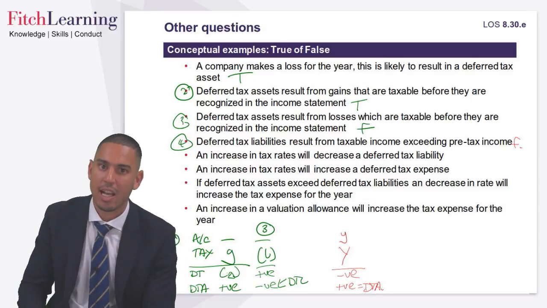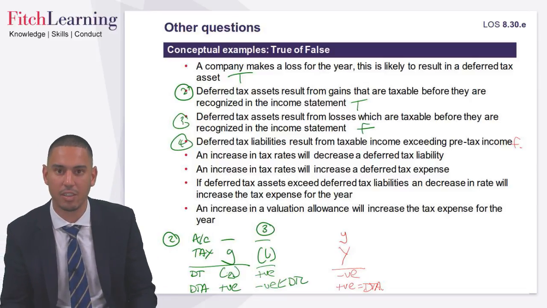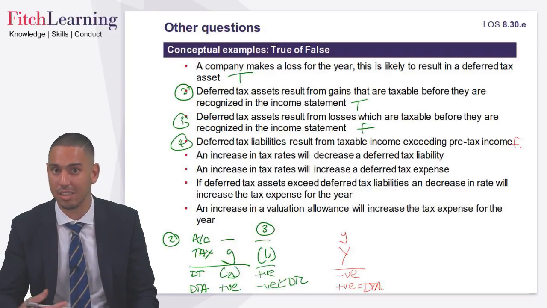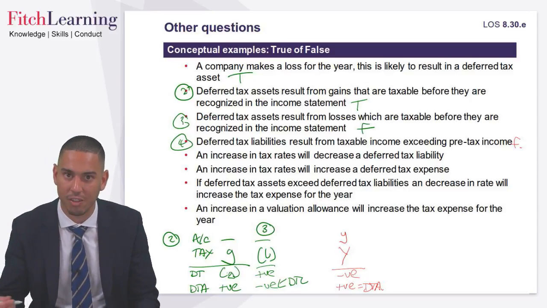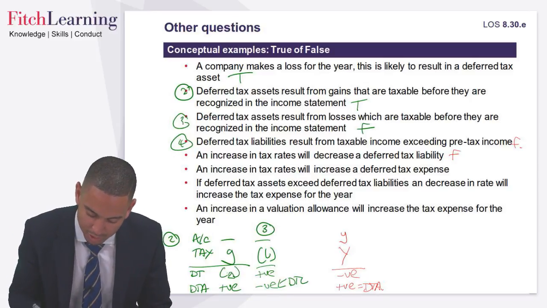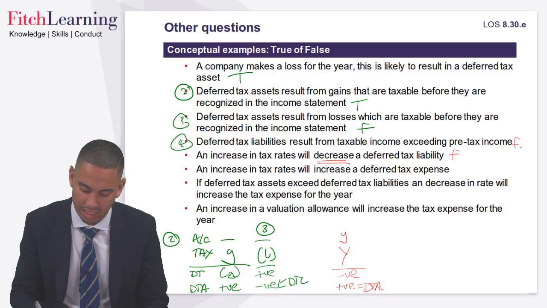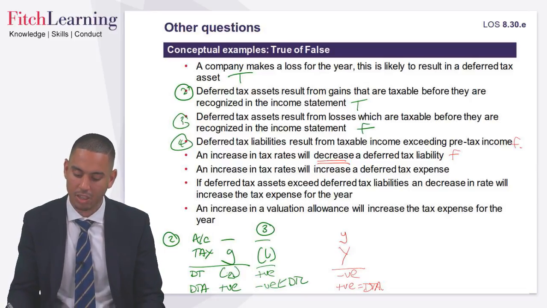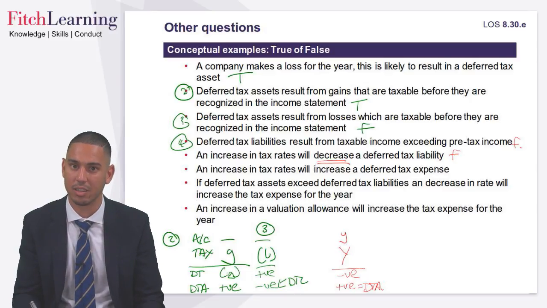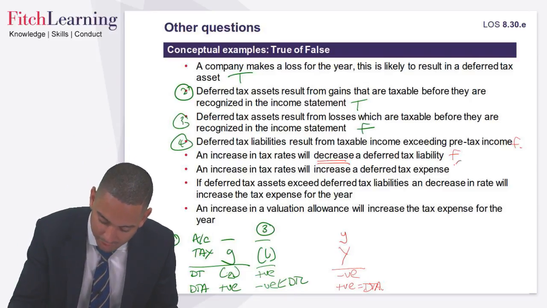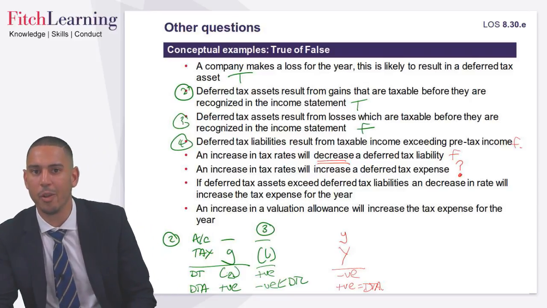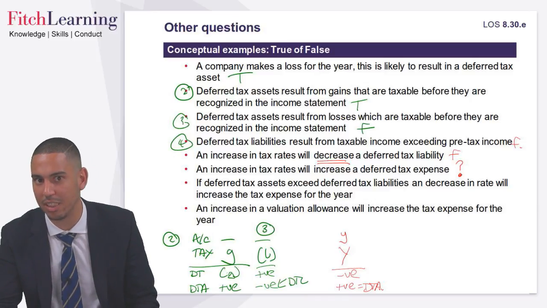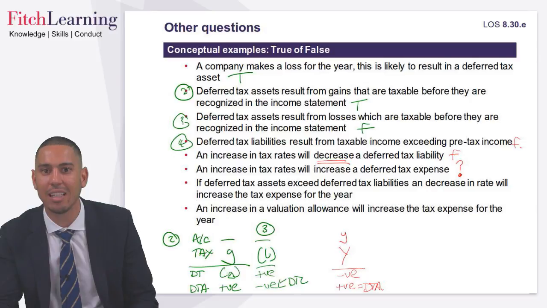False. An increase in tax rates will decrease a deferred tax liability. Well, you've just seen that an increase in tax rates is going to increase my liability and increase my asset. So this is false because it will increase a deferred tax liability. An increase in tax rates will increase a deferred tax expense. And this one you should be thinking, I don't know. It depends whether I have a net deferred tax liability position or a net deferred tax asset position.